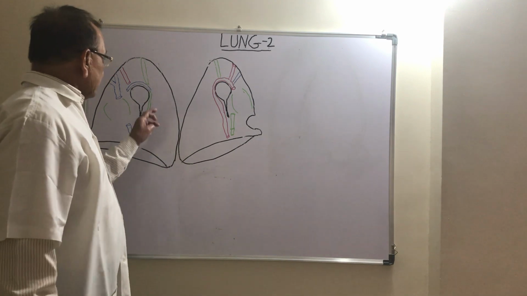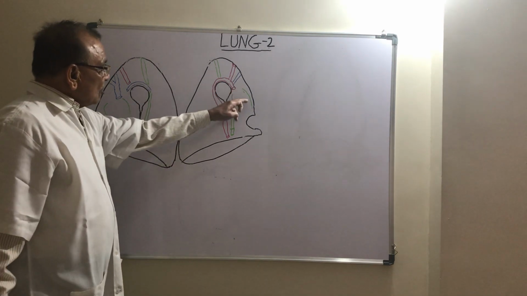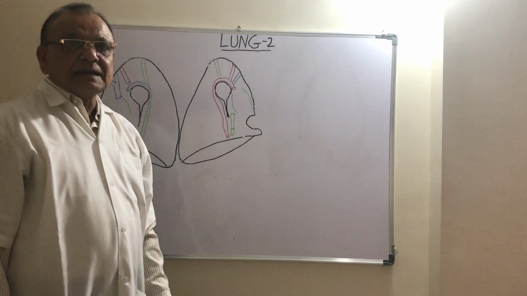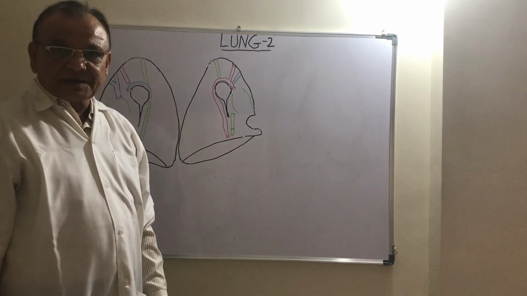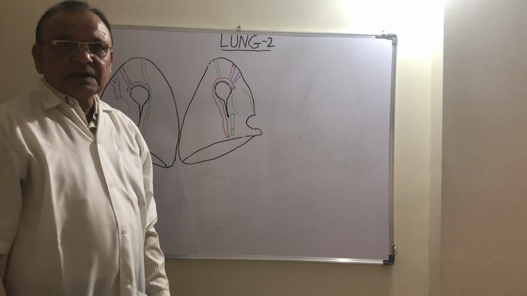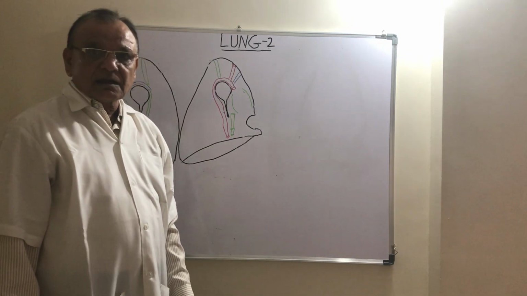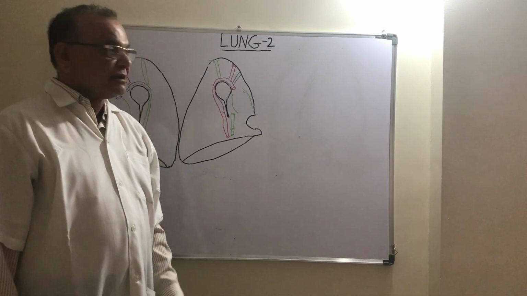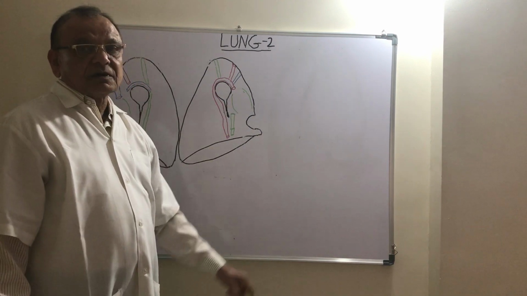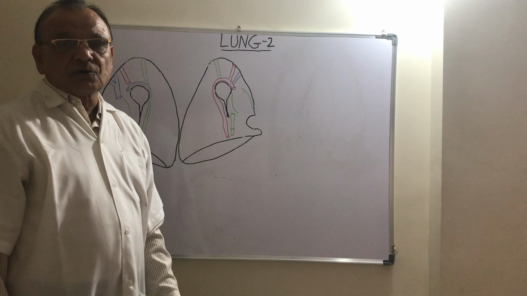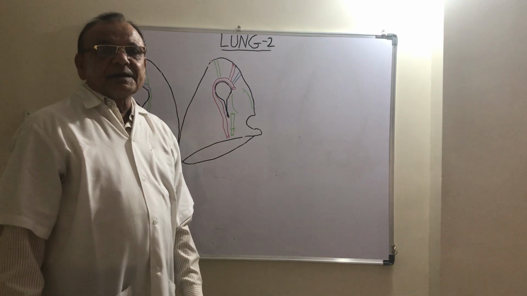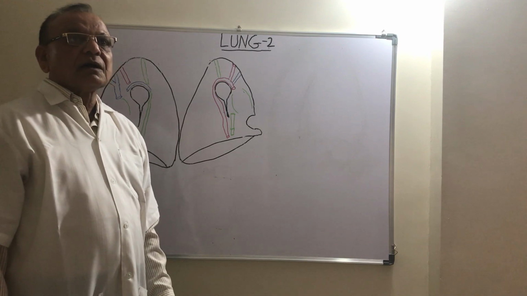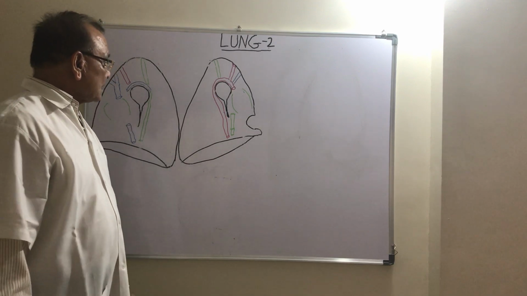Now the cardiac impression of the left lung is related to three chambers of heart. It is related to part of left atrium, left ventricle, and part of right ventricle. Again, cardiac impression of left lung is related to part of the left atrium, left ventricle, and part of the right ventricle.